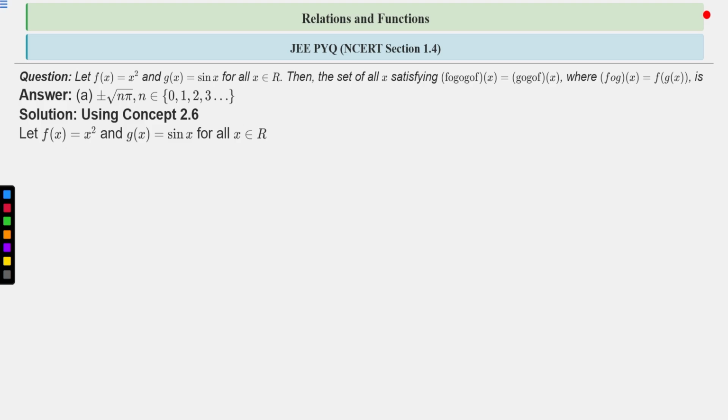See, f(x) is given as x square and g(x) is equal to sine x, for all x belongs to real. Then we can calculate gof(x), which is g of f(x), which is equal to g of x square. What is g(x)? g(x) is sine x. And we want to find g of x square. What is g of x square? We will replace x with x square, which is equal to sine of x square.